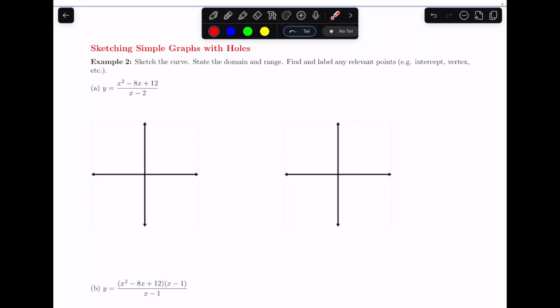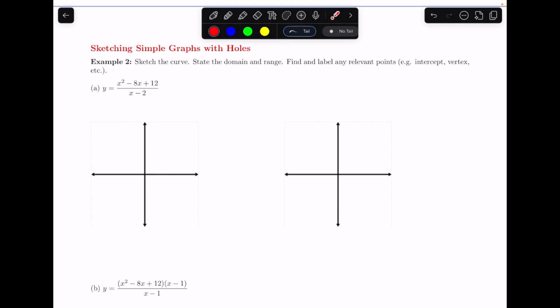In this video, we are going to talk about how we can sketch simple graphs that have holes. So let's get right into an example. I want to sketch the curve, state the domain and range, find and label any relevant points like intercepts, if there's a vertex or anything like that, hole, label those.